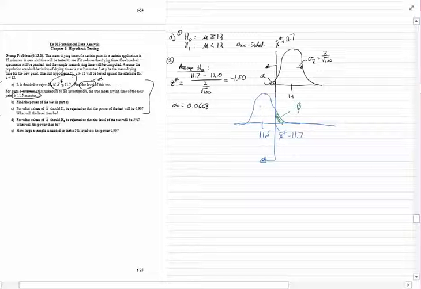Power is over on the other side. So now we need to get this area here. It's from the bottom distribution. So the z we're looking at would be 11.7 minus 11.5. We're assuming the noise is the same. So 1.0. So that gives a 0.8413 right there. So we get that from the table.